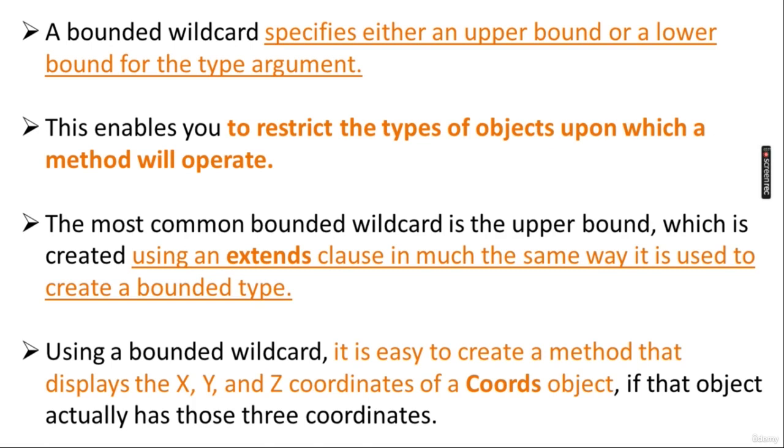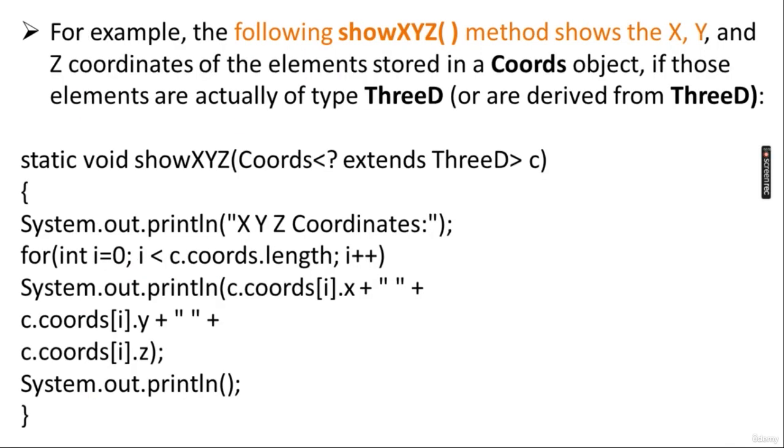We will use the extend keyword. Using a bounded wildcard, it is easy to create a method that displays the x, y, and z coordinates of a coordinate object, if that object actually has those three coordinates. The following method we will see. Coordinates<? extends ThreeD> showXYZ shows the x, y, and z coordinates of the elements stored in the coordinate object, if those elements are actually of type ThreeD or are derived from ThreeD.